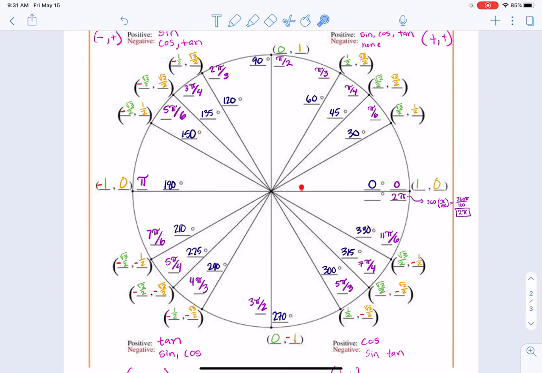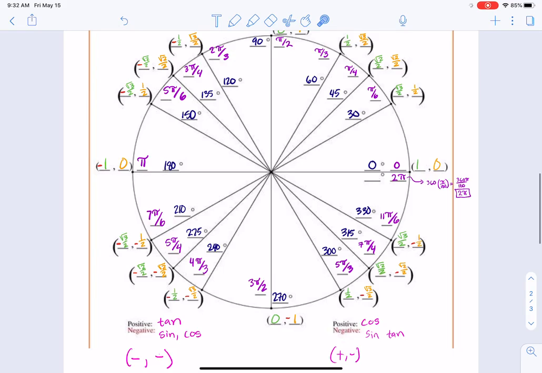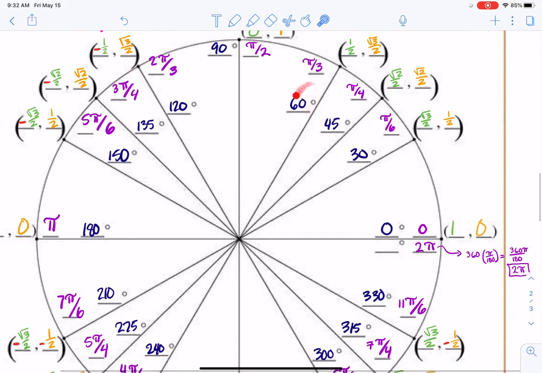So if we think about our angle being right here, then our adjacent side is going to be our horizontal distance, also known as our cosine. So all of these are going to be cosine values. If you plug into your calculator the cosine of 60 degrees, you're going to get 1/2. If you plug in the sine of 60 degrees, you're going to get square root 3 over 2, because our vertical distances here are going to be sine measurements, right?